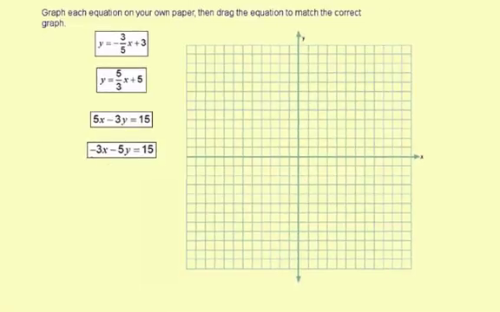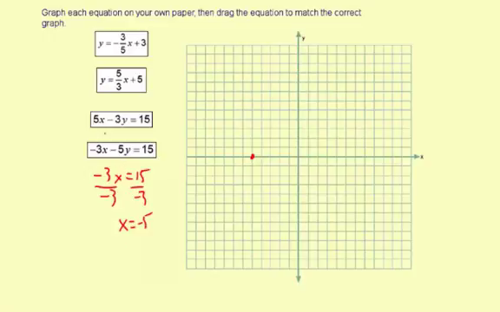Okay, let's look at the fourth one. Negative 3x minus 5y equals 15. This one's in standard form also. And so let's find the x-intercept first. I'll ignore the y. Negative 3x equals 15. And divide by negative 3 on both sides. So x equals negative 5. So I'm going to put a point on x equals negative 5, right there.